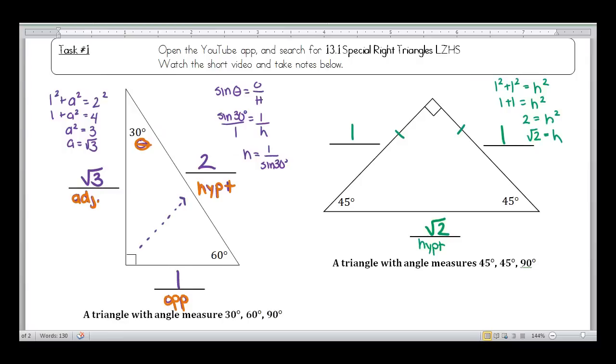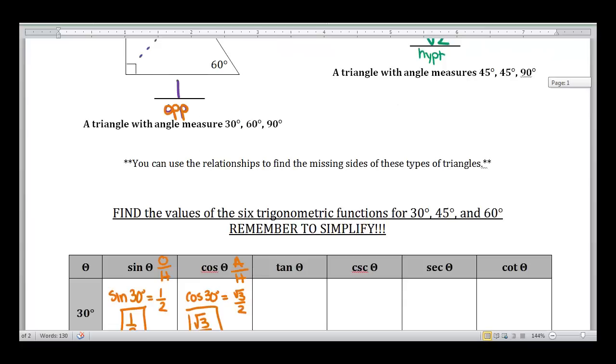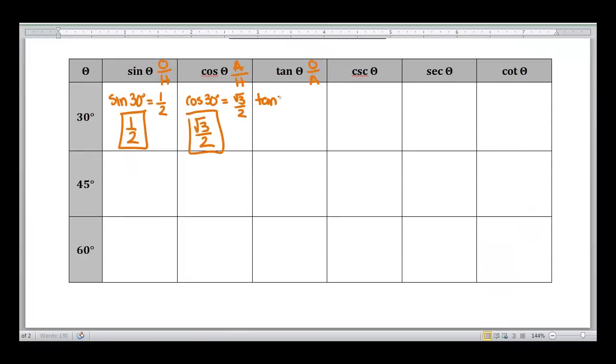If I wanted to look at tangent of 30 degrees, that's the opposite side divided by the adjacent. Now, if I do that, I get 1 divided by root 3. We're going to have to rationalize the denominator to simplify this one. So again, to rationalize the denominator, I need to multiply both the numerator and the denominator by root 3. If I do that, I simplify to square root 3 over 3.